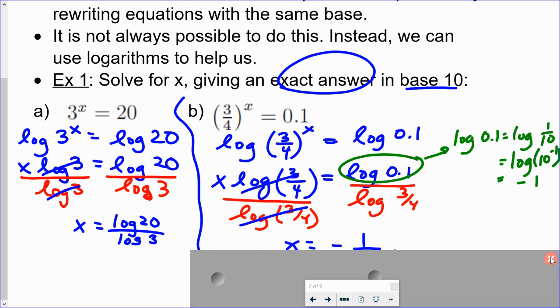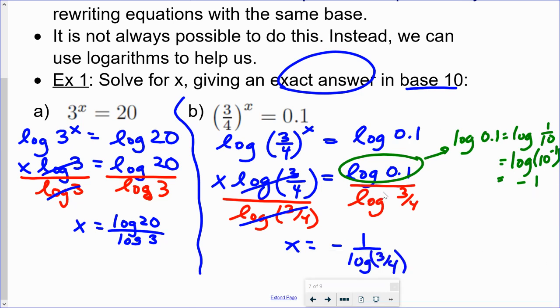Now, one thing we might not realize, in this little green note here, log of 0.1, remember that's the same as log of 1 over 10, or log of 10 to the negative 1, but this is log base 10. So remember, through the cancellation law, the 10 and this 10 can cancel out, leaving me with just that negative 1.